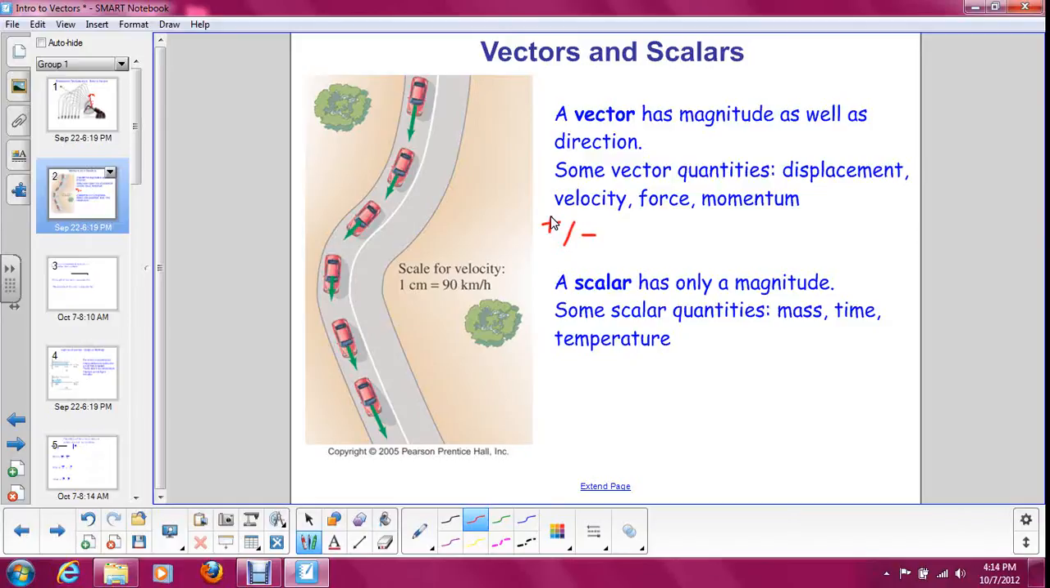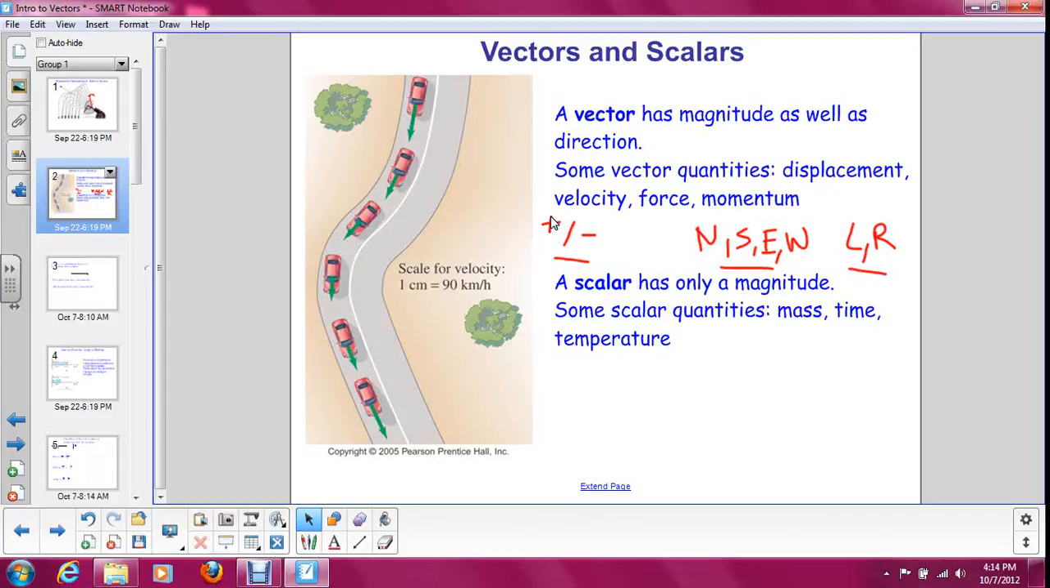Another example of direction is north, south, east, or west. Or another example is left or right. Anytime any of these 3 things are indicated, you have a vector quantity. So you not only have the number, you also know the direction. On the other hand, a scalar only has magnitude. So some scalar quantities are mass, time, temperature, speed, and distance.